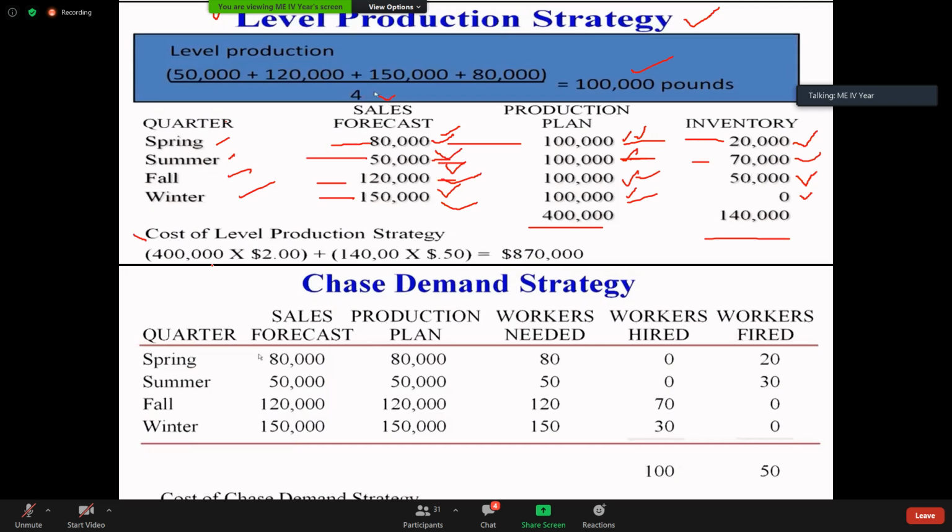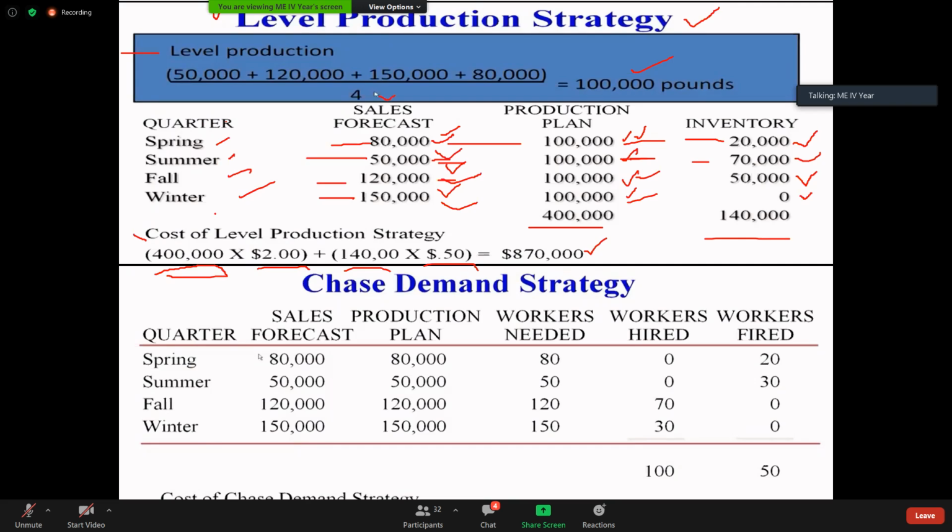You can see the cost of the level production strategy: I made 4 lakhs in-house, and the per-product price is 2. You can sum this up, and 1,40,000 is your inventory, and the inventory carrying cost is $0.50. If you calculate this and sum up these two values, you get $8,70,000. This is the value when you follow the level production strategy.